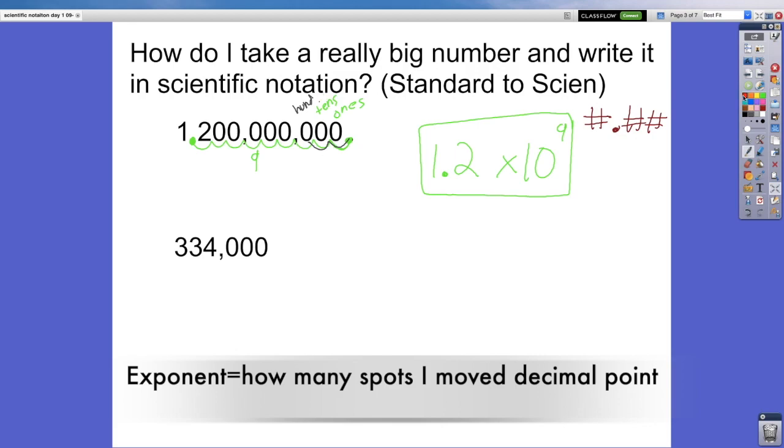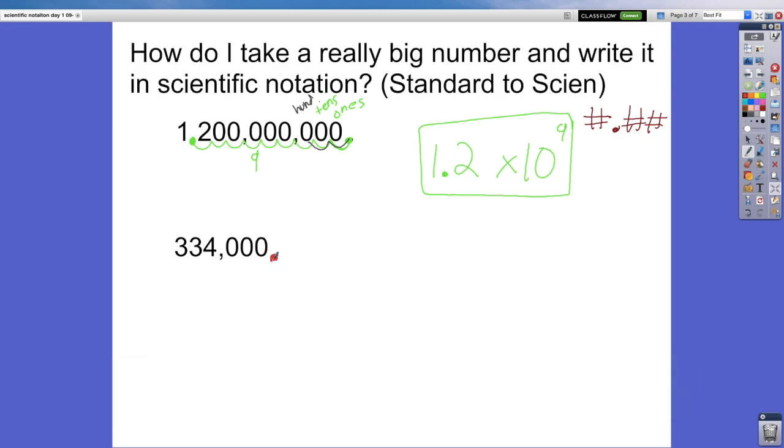Okay, what about this one down here? Okay, same thing like we did before. Where's my decimal point? It's right here at the end. Where do I want it to go? Between my first and second number. So I have number, decimal point, number, because I want my answer to be somewhere between 1 and 10. Okay, so my new number would be 3.34. Now this time I write 34 because it's not until after the 4 that they all turn into zeros. I know it's going to be times 10. Okay, let's count how many spots. 1, 2, 3, 4, 5 spots. So times 10 to the 5th power.